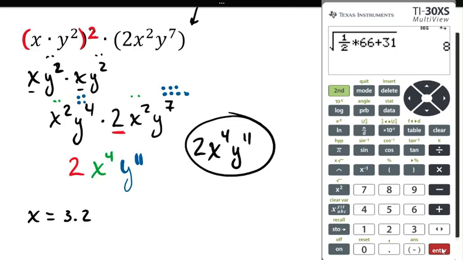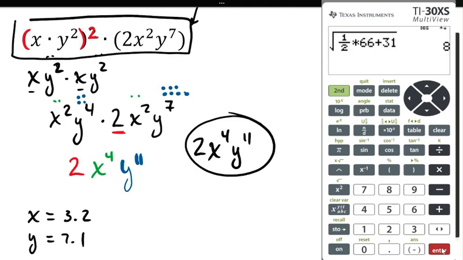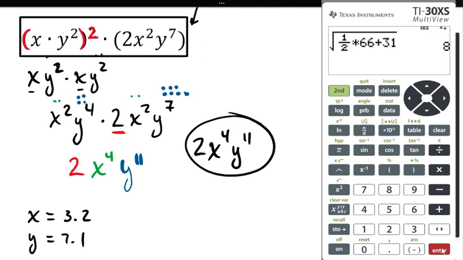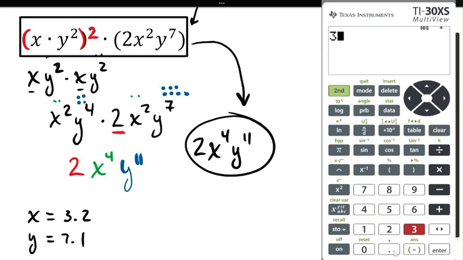But I'm just saying, if x was 3.2 and y was, I'll say, 7.1, something should be true. This original problem and my answer, my simplified version of this, my rewrite of this, my making that look simpler, should produce the exact same value as an output. So I can easily check that with my calculator by just storing those two values. So I'm going to say, hey, here's 3.2, and I'm going to store that as x. And then I'm going to take the number 7.1, and I'm going to store that as y.